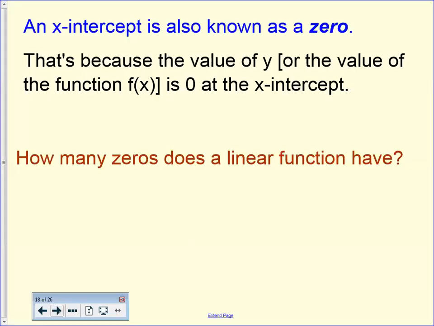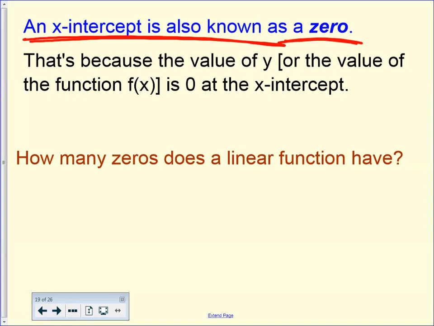Now, you want to go ahead and write this down: an x-intercept is also known as a zero, okay? Definitely write this down. Now, the reason for this is because the value of y is 0 at the x-intercept. That's why we call it a zero. Now, here's the thing. Whenever I say zero and x-intercept, they mean exactly the same thing. There is no difference. All you need to know is that x-intercept now has a second name.